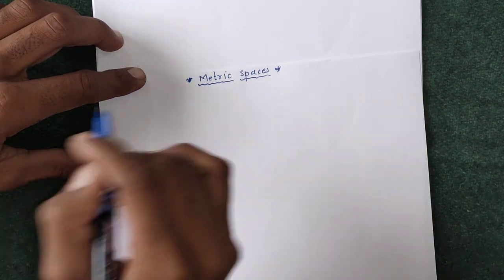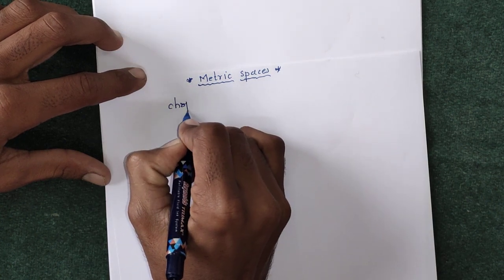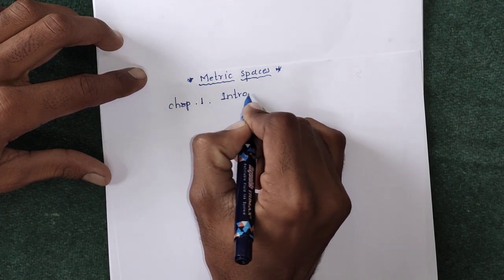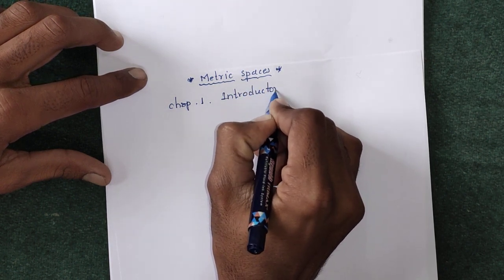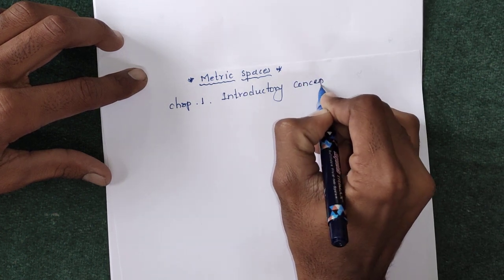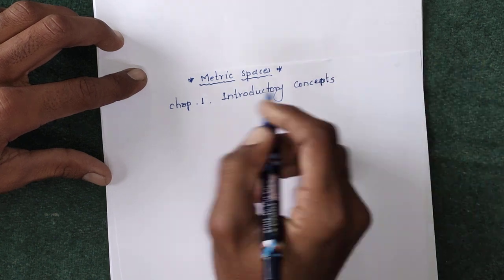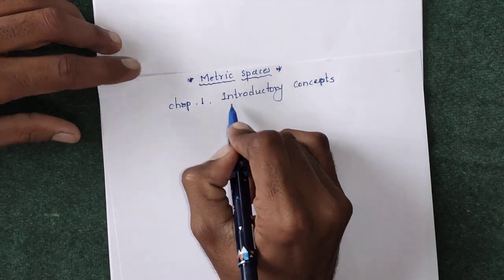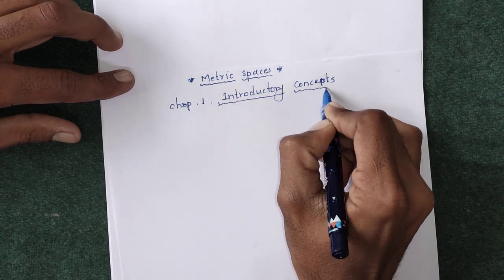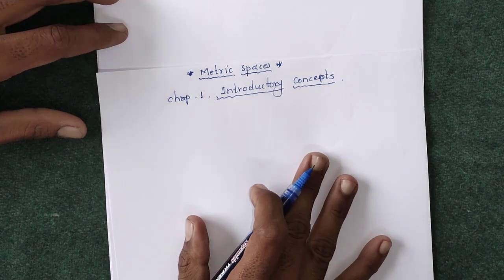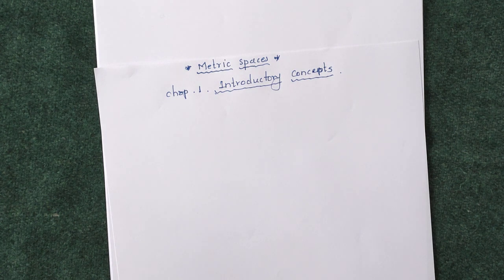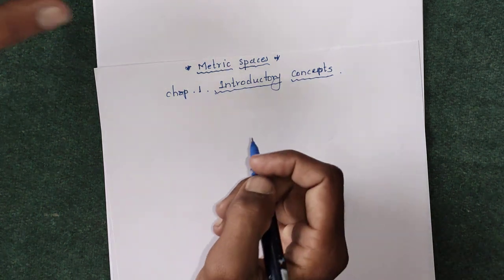So we will start the first chapter. Chapter first is Introductory Concepts. This is the first chapter. This is just an introduction of some definitions of metric spaces and other definitions. In the first chapter we will see the definition of metric space and various other definitions, on which the rest of the syllabus depends.